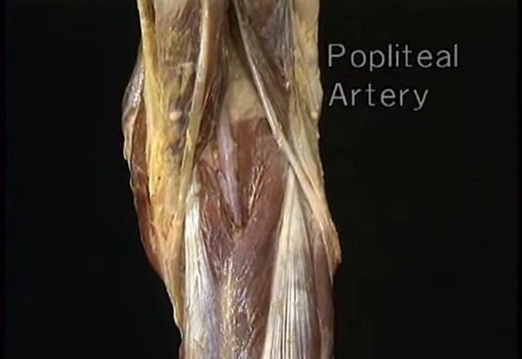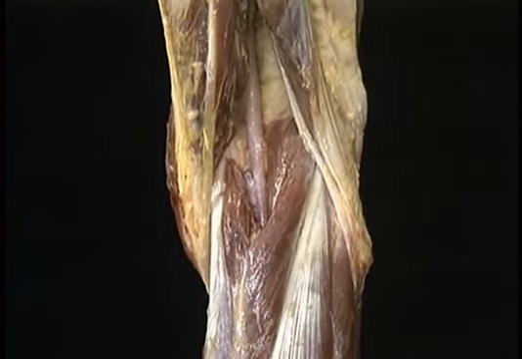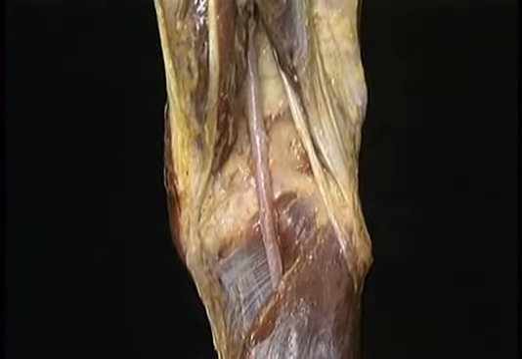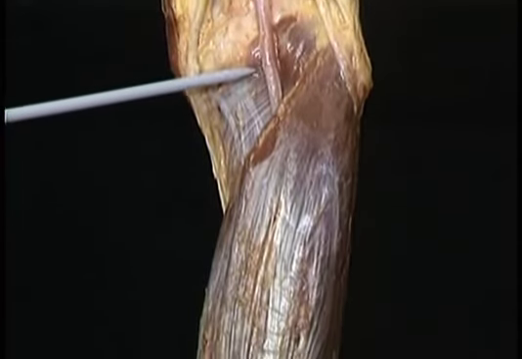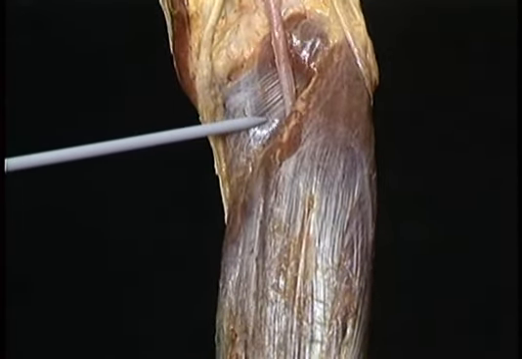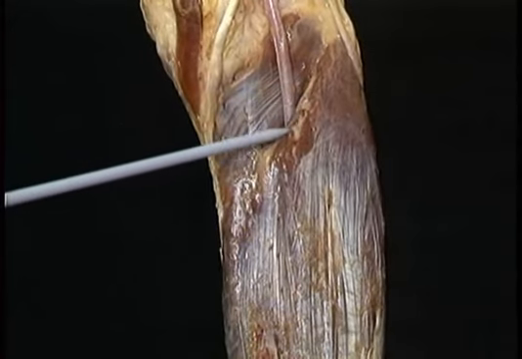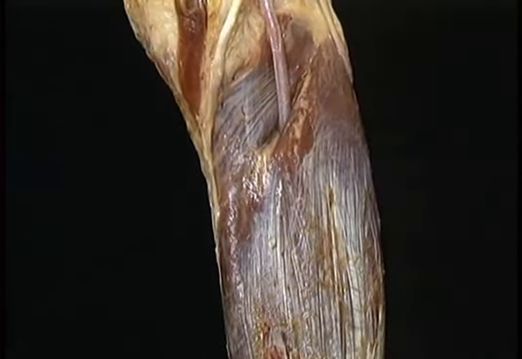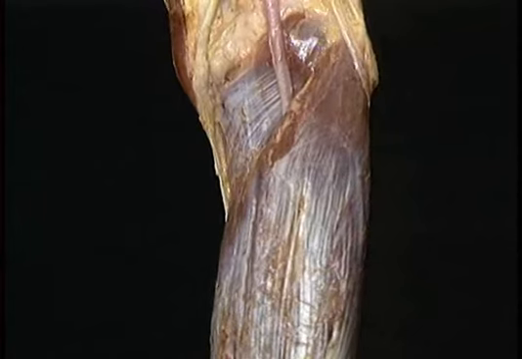Here's the popliteal artery, passing between the two heads of gastrocnemius. Its branches to gastrocnemius have been removed. To follow the popliteal artery, we'll remove gastrocnemius. The popliteal artery runs down the back of the popliteus muscle, then passes through the fibrous arch in the origin of soleus. We'll remove soleus.